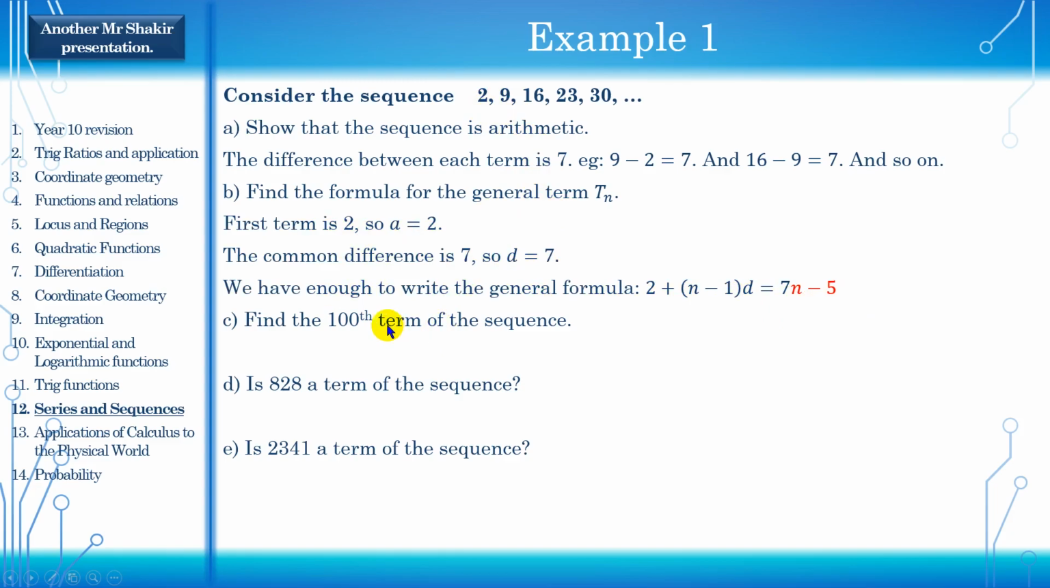Find the 100th term of the sequence. Well, we have T of n, 7n minus 5. We sub in 100, 7 times 100 minus 5. 695. 7 times 100 is 700. Minus 5 is 695. Easy.